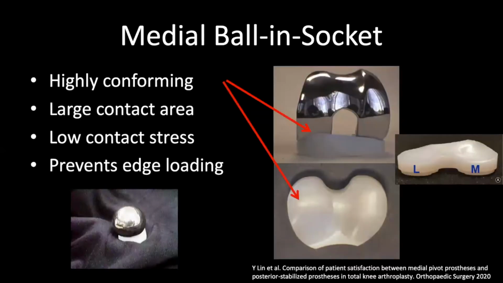This concept utilizes a medial ball-in-socket design. This is highly conforming and allows for a large contact surface area with a low contact stress, and this helps prevent edge loading. You can see in the image to the far right that there's asymmetry with a very deep dish appreciated in the medial polyethylene and a much shallower design laterally.